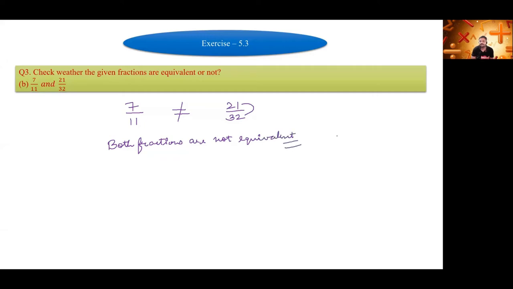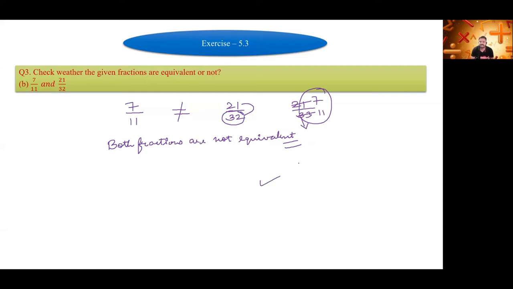Okay, sir. If it was like this, na 21 upon 33, तो फिर हम लोग 3 से divide करते थे, यहाँ 7 आता था, यहाँ 11 आता था, तब ये equivalent होता था. अगर यहाँ पे denominator में 33 होता था, तो यहाँ पे 32 है. Okay, so it is not equivalent. Is it clear to you?